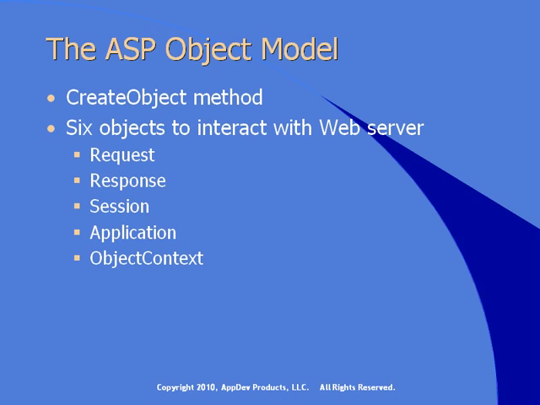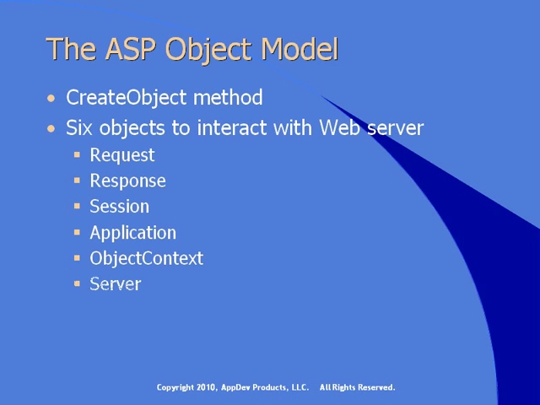The object context object is a little bit esoteric. What it does is it allows you to commit or abort transactions that are managed by the Microsoft Transaction Server, MTS, or sometimes called COM+. We're not really going to get into that in this course because we're not going to be looking at those kinds of distributed transactions.